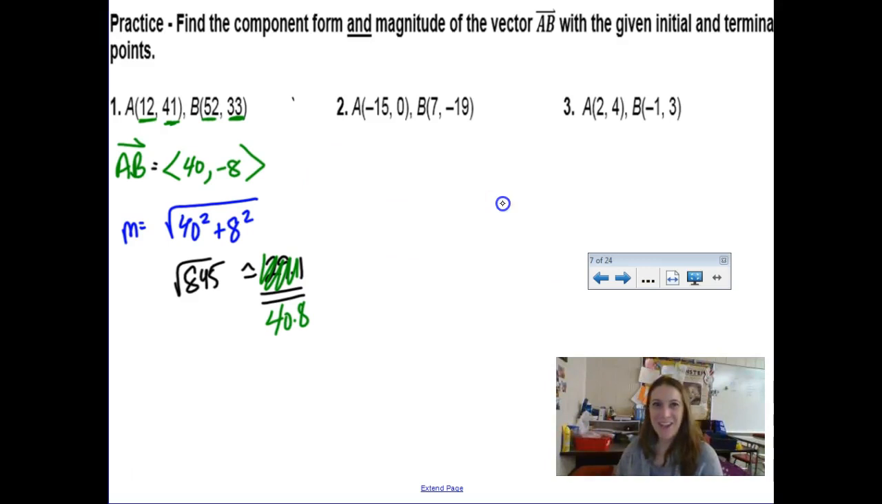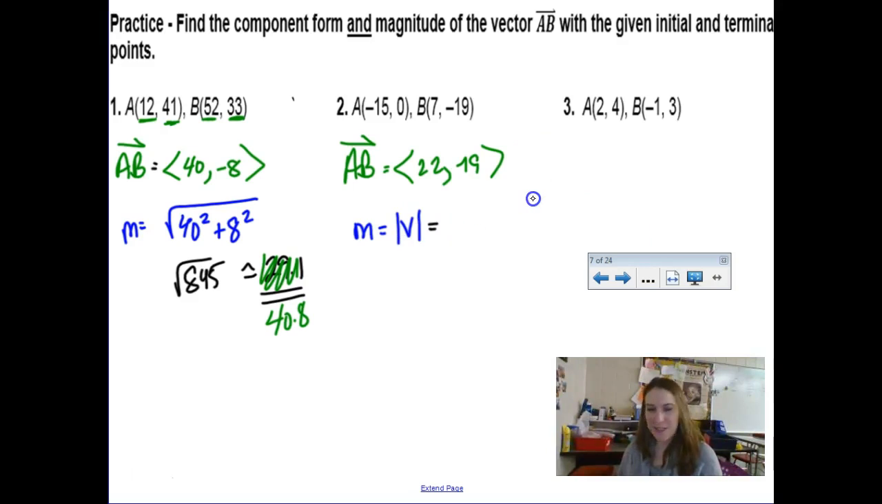Let's figure out how. So A to B is 7 minus negative 15, which is 22. Negative 19 minus 0 is negative 19. So my magnitude, which they use the notation absolute value of v, the distance of the new vector. That's what that means, if you want to think of it that way. It's not exactly what it means, but I like that. I keep calling it magnitude because that's what we have been calling it. Is the square root of 22 squared plus 19 squared.